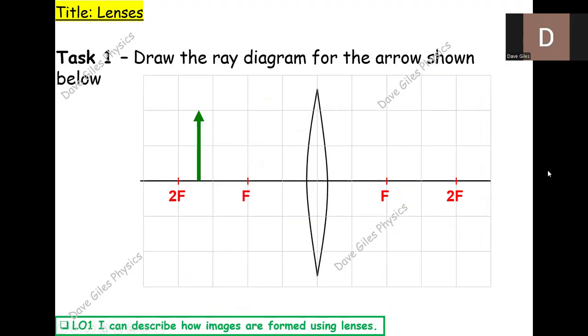Okay, so I'm going to show you how to draw a ray diagram just for this arrow. And if you want, you might find it useful to screenshot this and then try and draw it yourself, if possible.